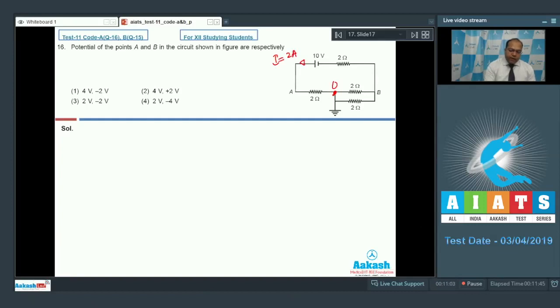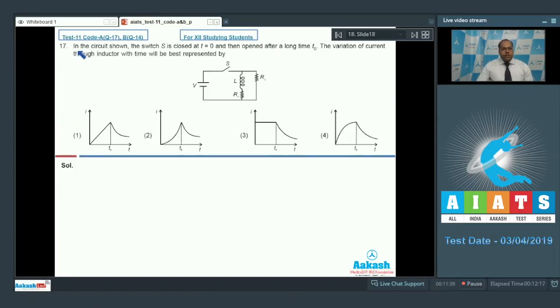Now when the current moves in this direction, it moves from higher potential to lower potential. Since the potential of this point is 0 volt, we can say that the potential of this point is 4 volt. And in this case, the equivalent of these two is 1 ohm. So 1 ohm into 2, the potential of this point will be minus 2 volt. So option 1 is the correct answer. Let's move to question number 17.